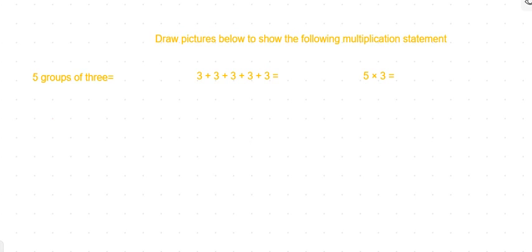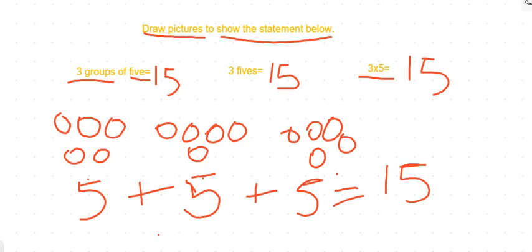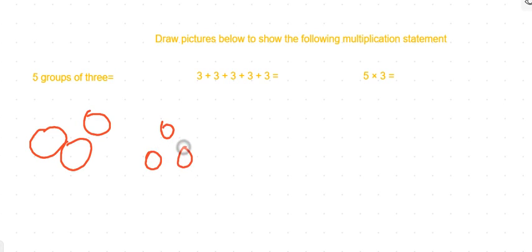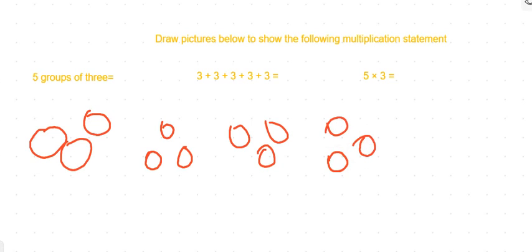Next, five groups of three. Now, this is the same thing. So now we're turning it around. So three groups of five. Now let's look at five groups of three. So now we're going to have one, two, three, one, two, three, one, two, three, one, two, three, one, two, three.